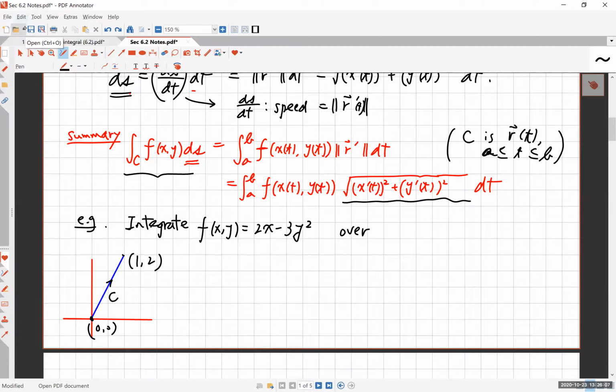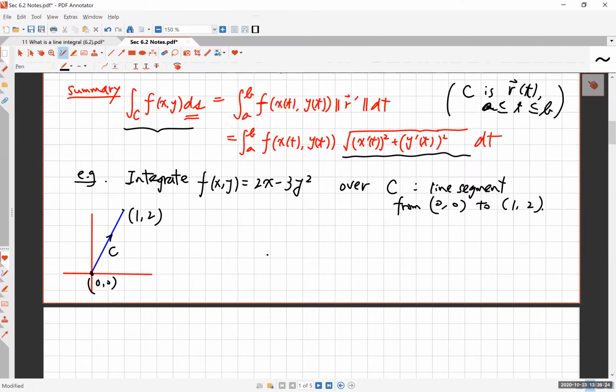Okay, so let's integrate this function over C, which is the line segment that you see here from the origin to 1, 2. Okay, so as you go from 0, 0 to 1, 2, the value, of course, changes, and we are going to integrate this function over this. So what do you have to know? Well, first, let's go ahead and rewrite f not as a function of x and y, but a function of t. So, oh, we can't even do that, can we?